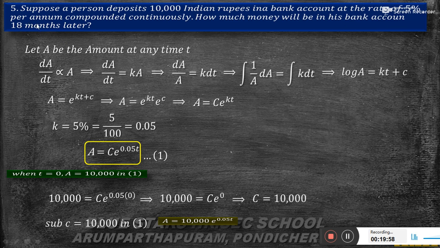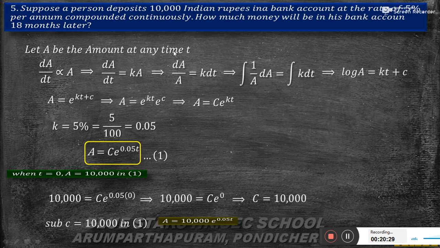So after 18 months, how much will he get, because 10,000 is deposited at a 5% rate. So we will calculate the amount in his account after 18 months. Here I let A be the amount at any time t. So I write dA by dt proportional to A, directly proportional to A. So dA by dt proportional to A means dA by dt equal to kA.